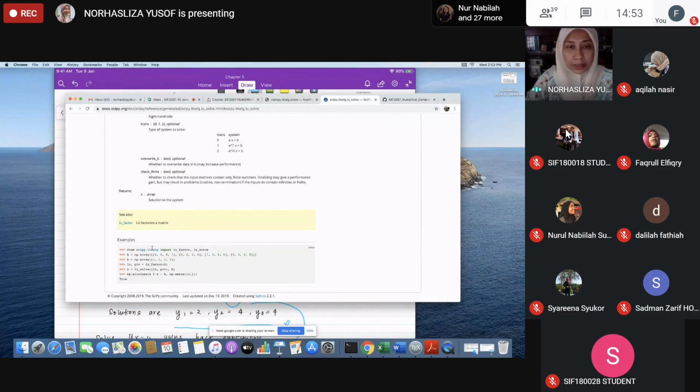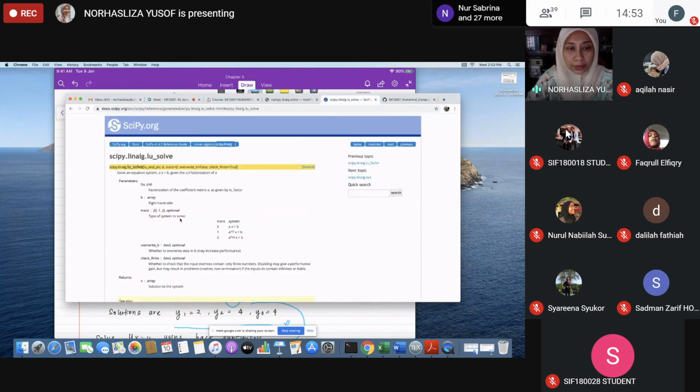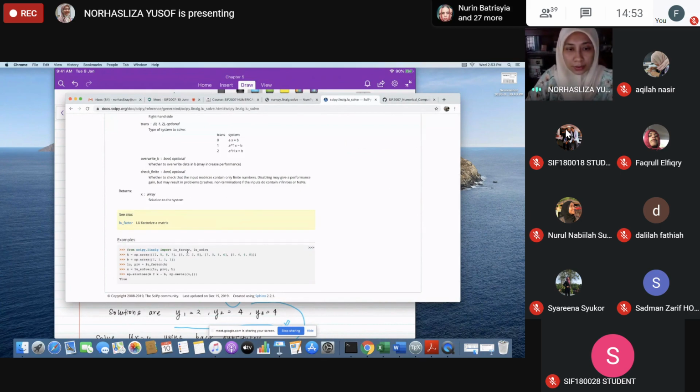Here they have another example. They LU factorize the matrix, scipy.linalg lu. You do the same thing, but in this case, they import two things, lu_factor and lu_solve. Just now they imported only one function. All these functions are in this scipy.linalg. So you have to define your A and B, then type lu and pivot, and then you can get your x value. If you want to check that the LU is equivalent to A, you can use this command.